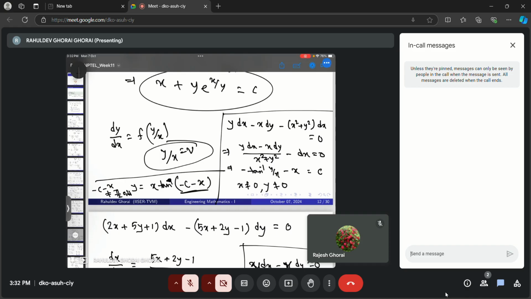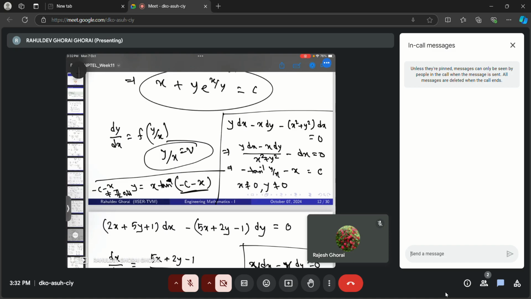So first of all, is x equal to 0 in the domain of the solution or not? You can see that 0 is not in the domain, right? It is not in the domain.